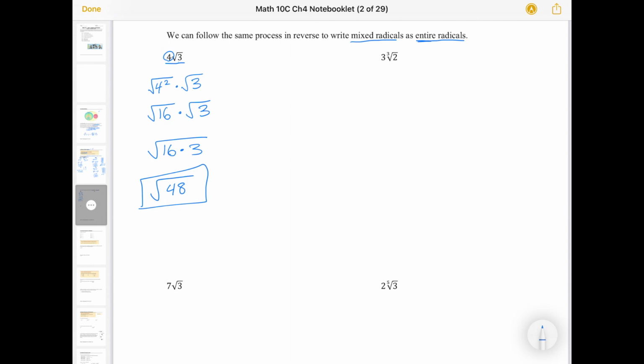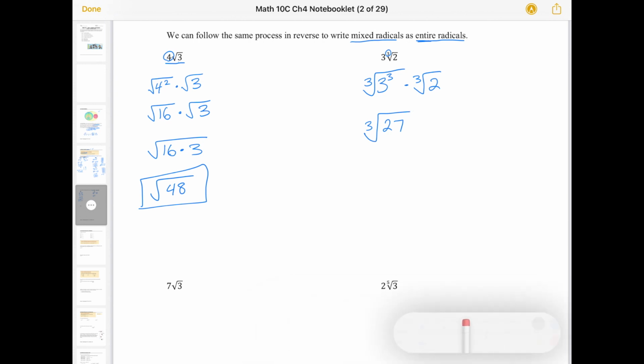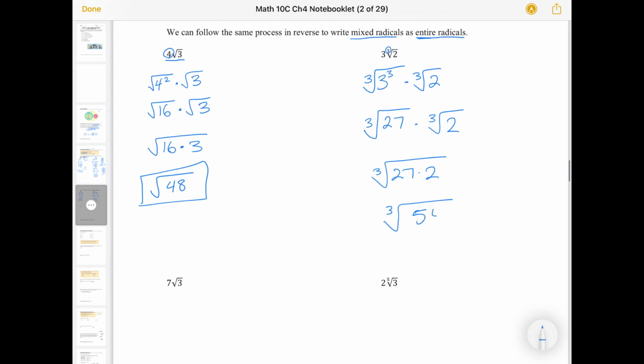All right, let's finish off these examples. Now I've got a cubed root, so I need to take the cubed root of 3 to the cubed times that cubed root of 2. Well, 3 to the exponent of 3 is 27. So this is the cubed root of 27 times the cubed root of 2. You'll take another step here: the cubed root of 27 times 2. And the cubed root, 27 times 2, is 54.